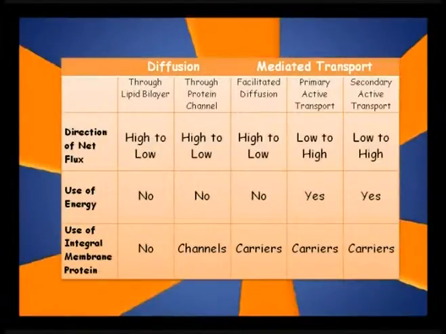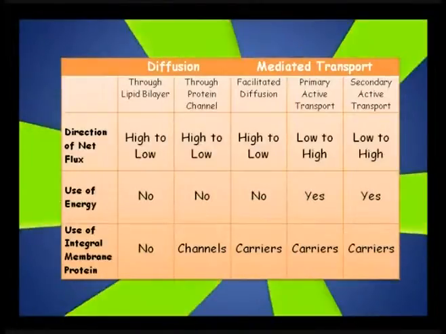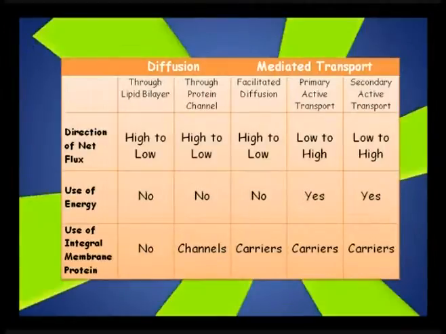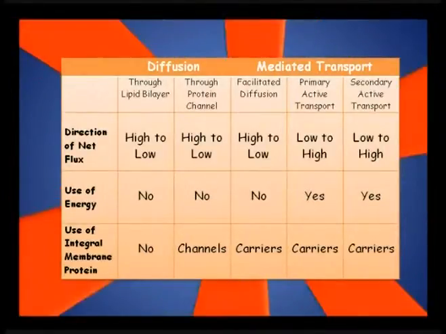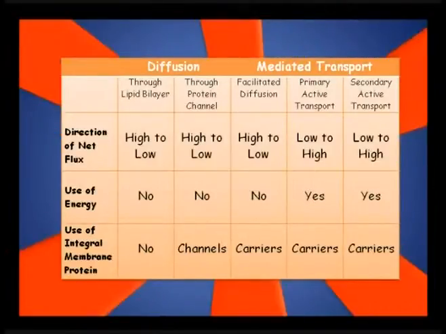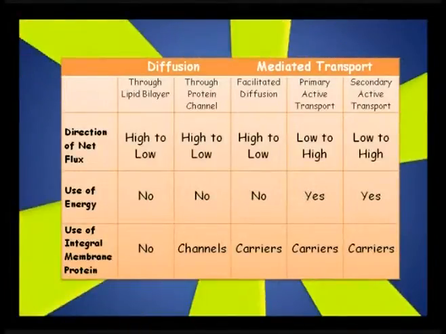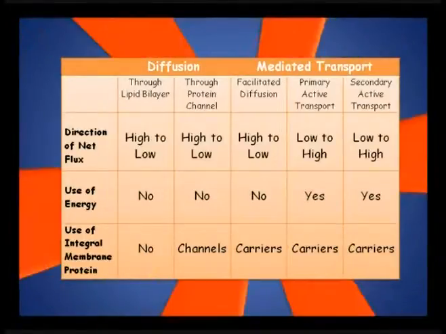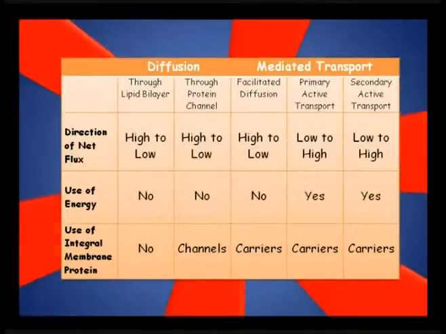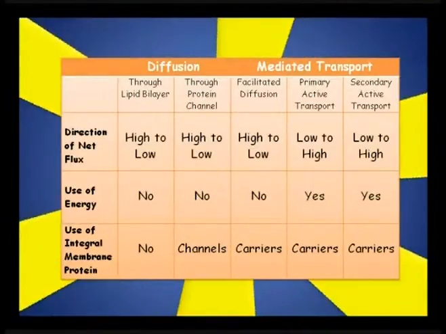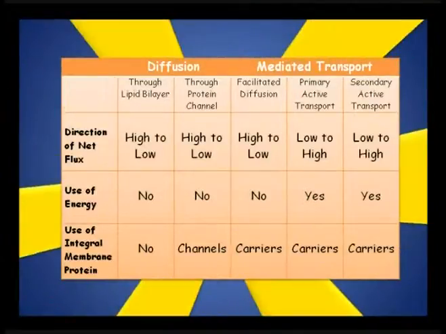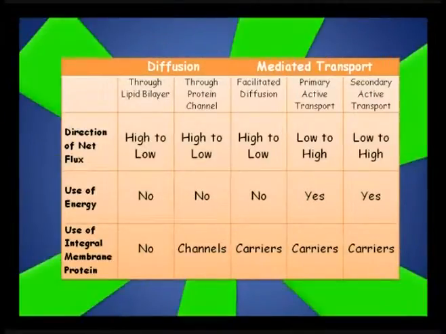For the energy requirement, diffusion through a lipid bilayer or through a protein channel, as well as facilitated diffusion, do not use energy, while primary and secondary active transport use energy in the form of ATP. For the use of integral membrane proteins, diffusion through a lipid bilayer does not use an integral membrane protein, while diffusion through protein channels utilizes integral membrane proteins. For mediated transport pathways, facilitated diffusion, primary active transport, and secondary active transport all make use of integral membrane proteins in the form of carriers.